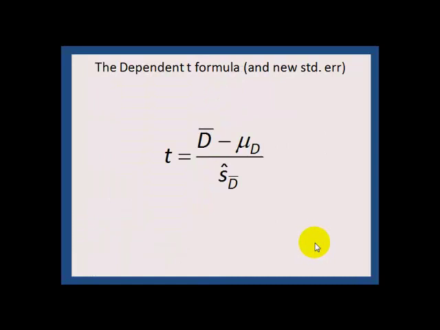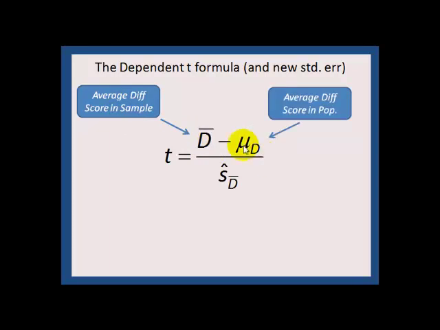Then we have the dependent t formula, and there's a new standard error that we're going to clarify. So we have the average difference score in the sample. That's the D bar we just calculated. Then it's the average difference score in the population. And you'll like this. That's always going to drop out because for our purposes, we're always going to specify that as being equal to 0. You don't have to do it that way, but that's generally what happens, and that's the only case we're going to look at, where this is always set to 0. So then you just have D bar divided by standard error of the mean difference.